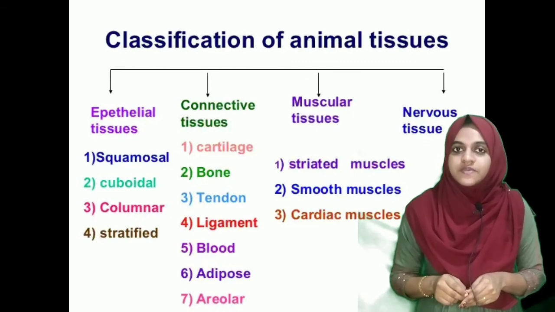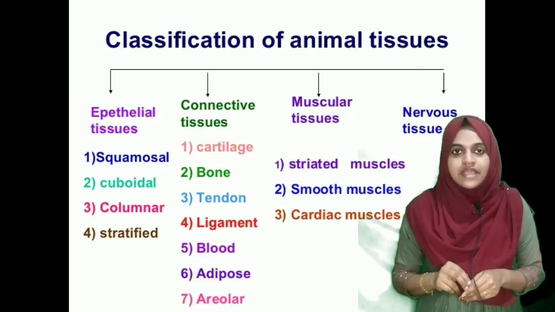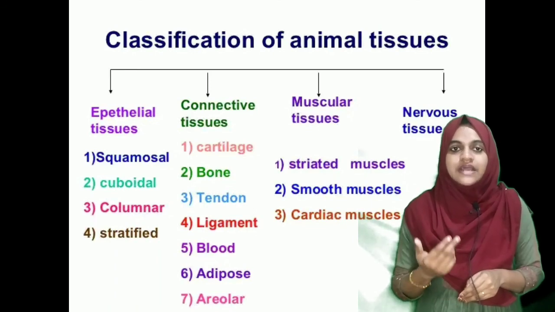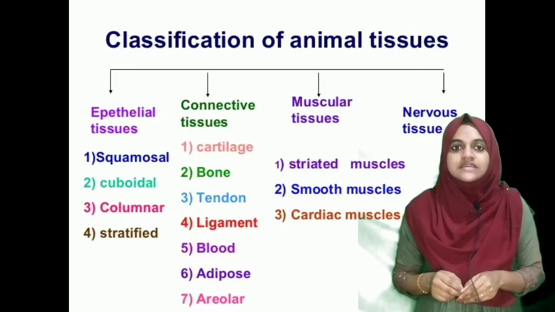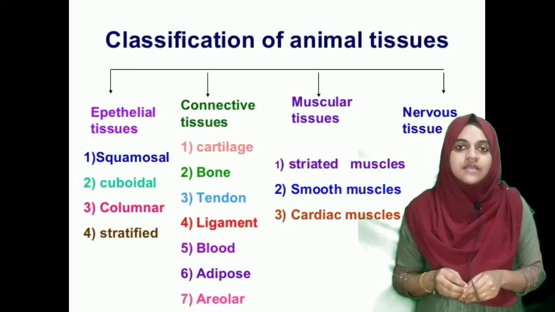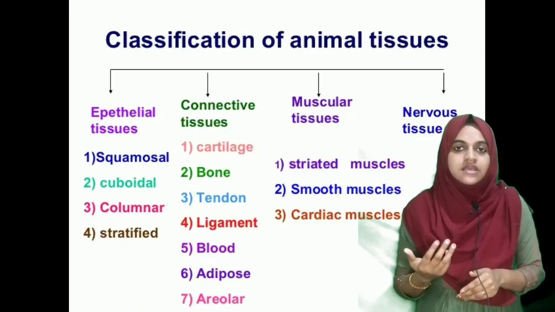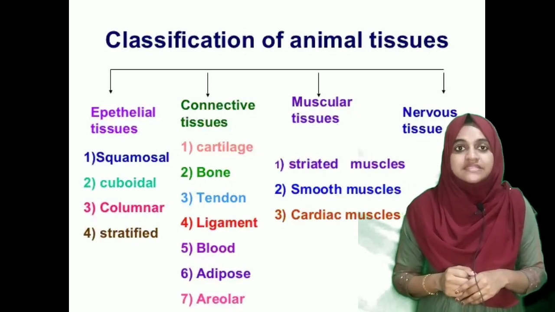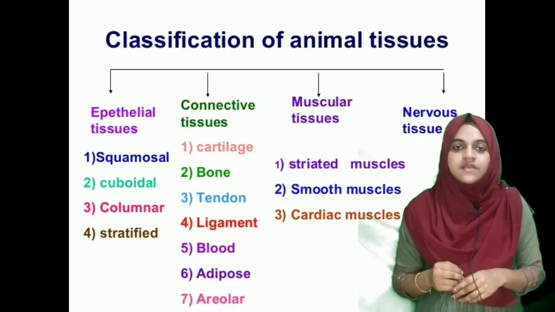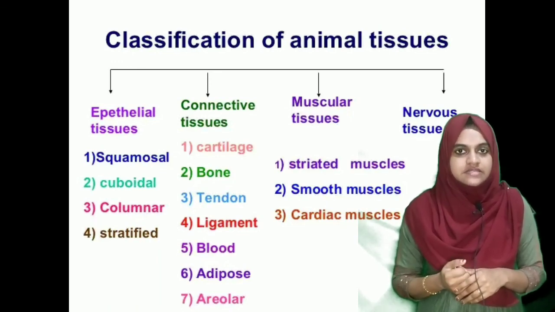Then in the columnar epithelial tissue, there was a special type, ciliated columnar epithelial tissue, which was present in the respiratory tract. And there was cuboidal epithelial tissue and a special case, glandular epithelial tissue. Next we discussed the connective tissues, which are of different types like blood, bone, ligaments, tendons, cartilages, areolar connective tissue and adipose tissue. Next we discussed the muscular tissue, which is of three types: striated muscles, non-striated or smooth muscles, and cardiac muscles.